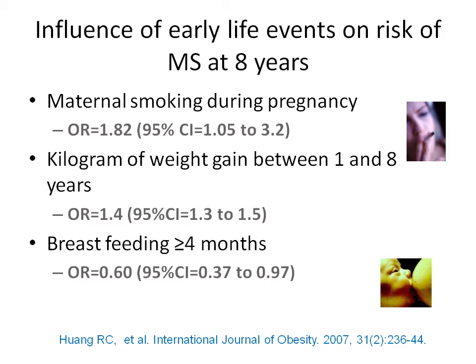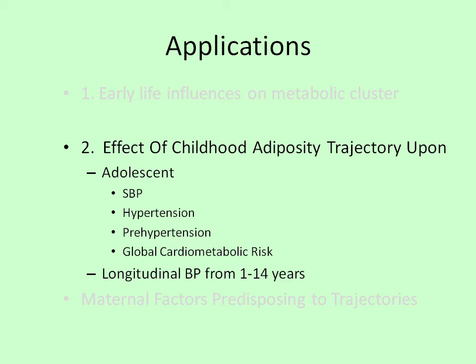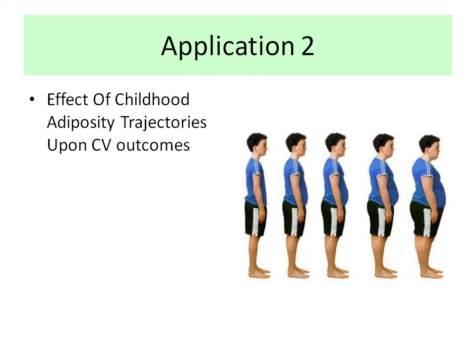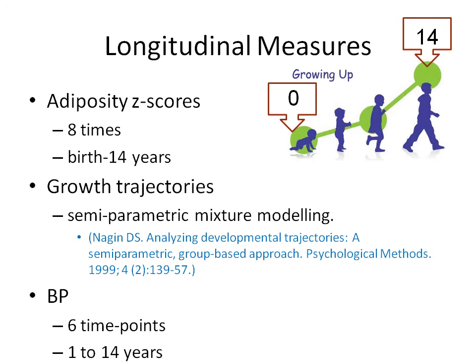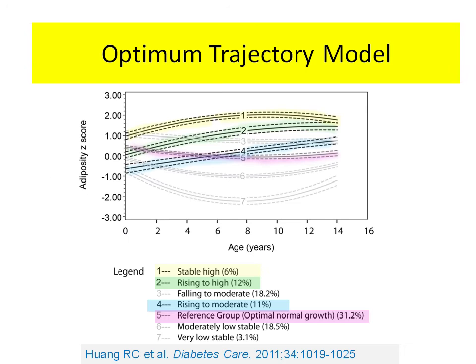I'll now go on to discussing the childhood adiposity trajectories. As you recall, this was derived from adiposity Z-scores over 8 time points between birth and 14 years using semi-parametric mixture modelling. Blood pressure was also taken at 6 time points between 1 and 14 years. I'm going to stick to the same colour coding of the yellow, green, blue and red for the remainder of this talk.